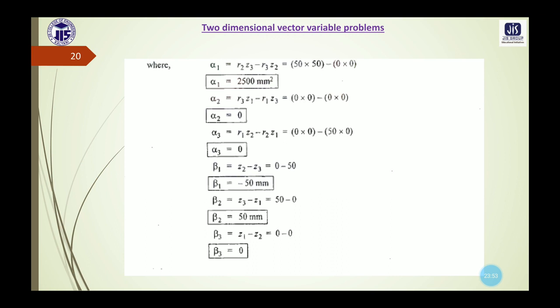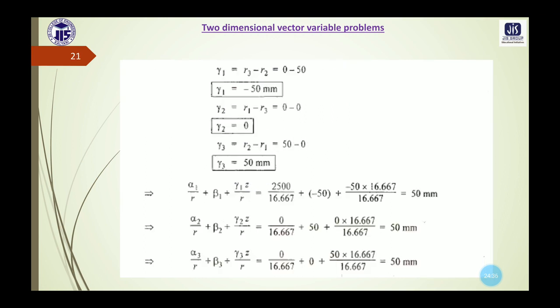Next, the formula for alpha 3 is R1Z2 minus R2Z1, so putting the values of the coordinates corresponding to node 1 and node 2, we get the value of alpha 3 as 0. Next, we need to calculate beta 1, and the formula is Z2 minus Z3. After putting the values of Z2 and Z3, we get the value of beta 1 as minus 50 millimeter. Next, beta 2 is Z3 minus Z1, which is 50 millimeter. Again, beta 3 is Z1 minus Z2, which is 0.